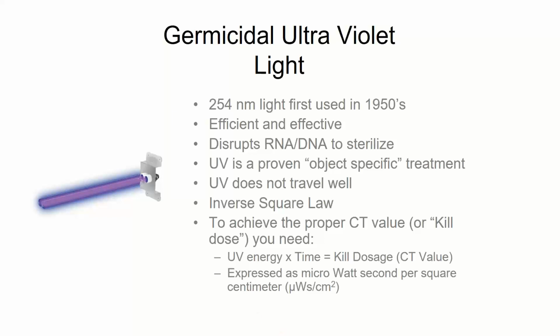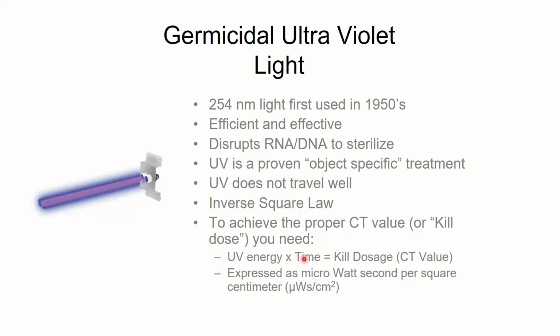And then here's the money for the day. Here's the main thing down here. I call it the kill dose. It's properly called the CT value. It's actually a measurable, calculatable thing. It has units of measure, microwatt seconds per square centimeter. Don't try to say it really fast. Microwatt seconds per square centimeter. It is a function of the intensity of the UV energy source, i.e. the sun, light bulb, etc., and exposure time.